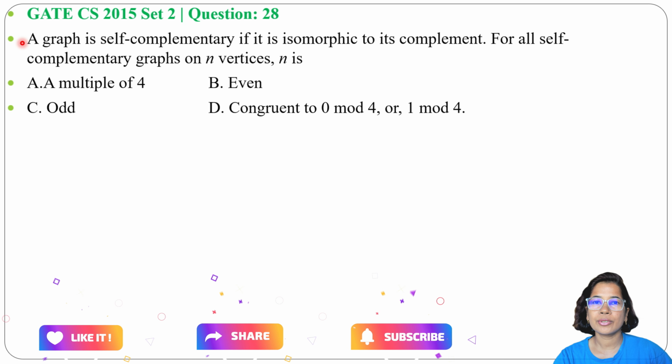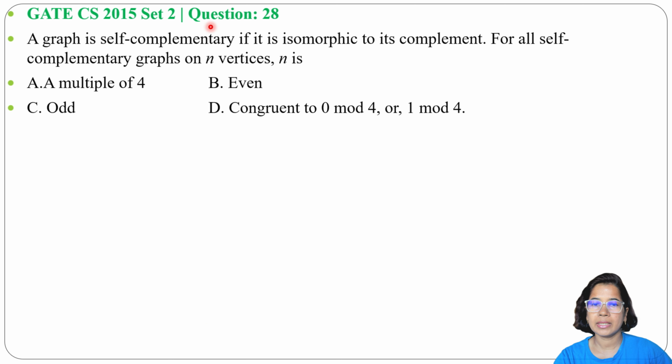Let's solve one previous question of graph theory. This question was asked in GATE CS 2015 set 2 question number 28. A graph is self-complementary if it is isomorphic to its complement. For all self-complementary graphs of n vertices, n is, and four options are given.